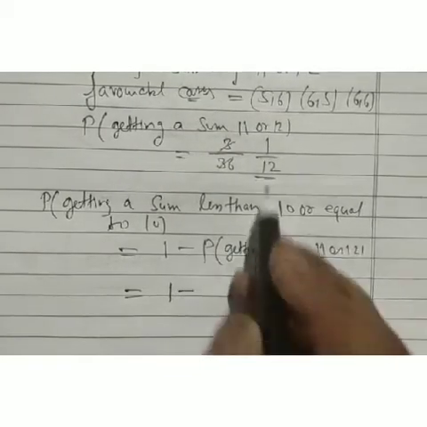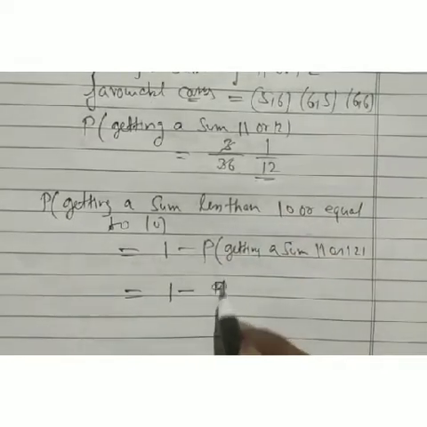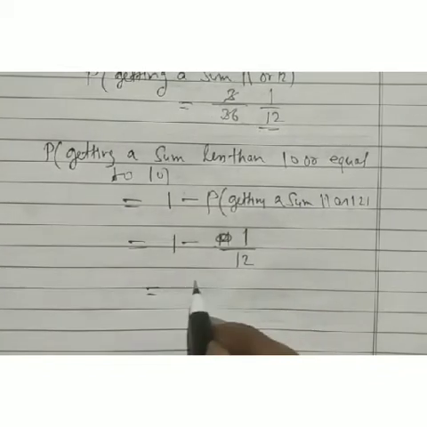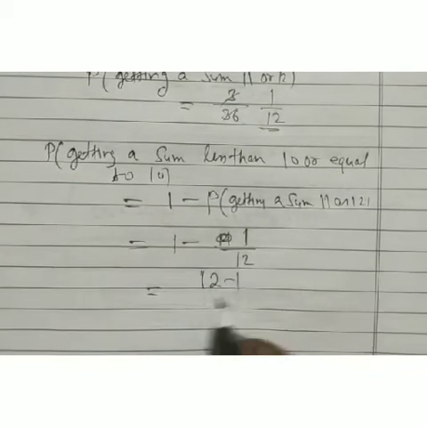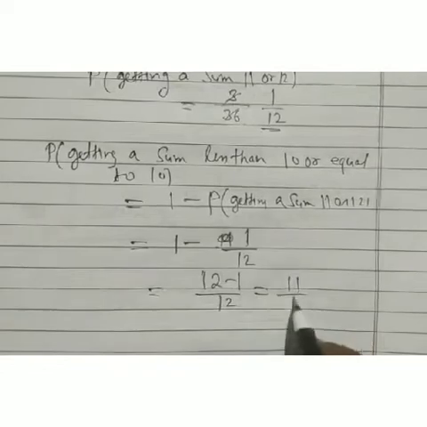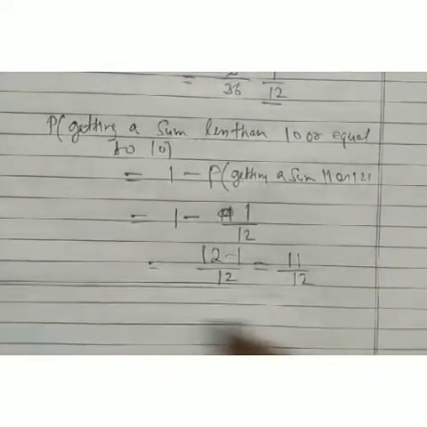What do we have? 1 minus the probability of getting a sum of 11 or 12, which is 1 by 12. So 1 minus 1 by 12 is 12 by 12 minus 1 by 12, which gives us 11 by 12. This is our first method.